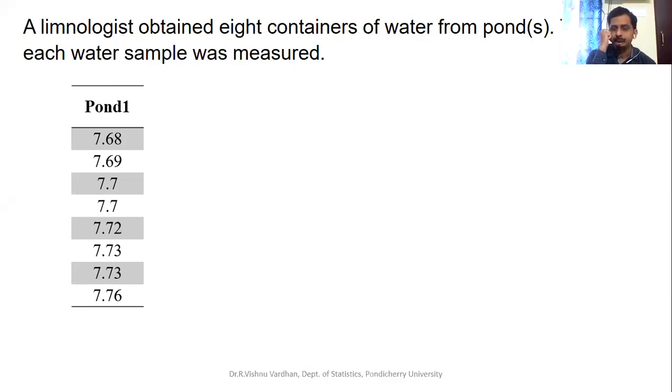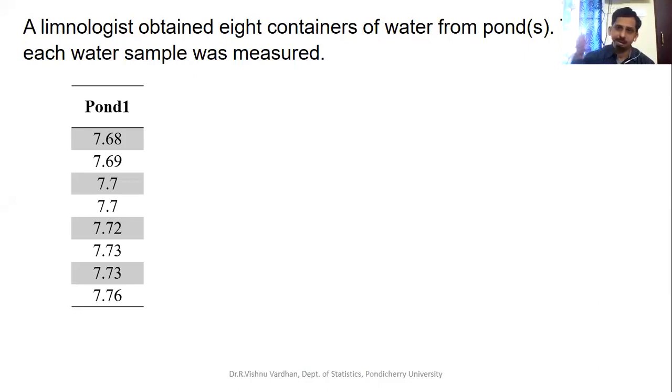So if I take the standard reference value as the population parameter mu naught, then these are all the randomly picked water samples in which the limnologist has measured the pH values. Now, the objective of the limnologist is to verify whether pond 1 is meeting the standards of the pH levels, I mean normal levels of the concentration of pH.